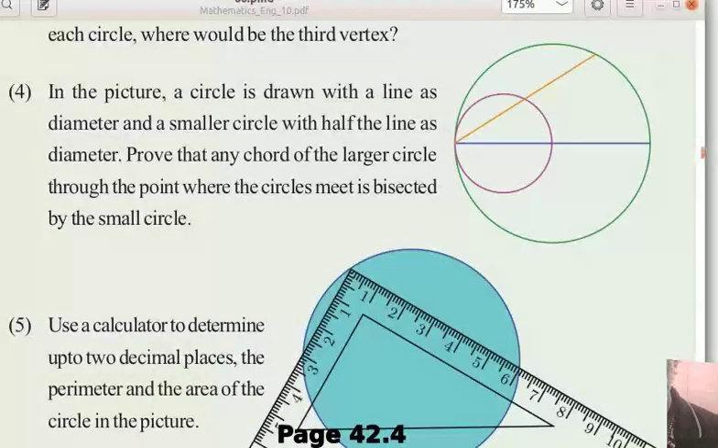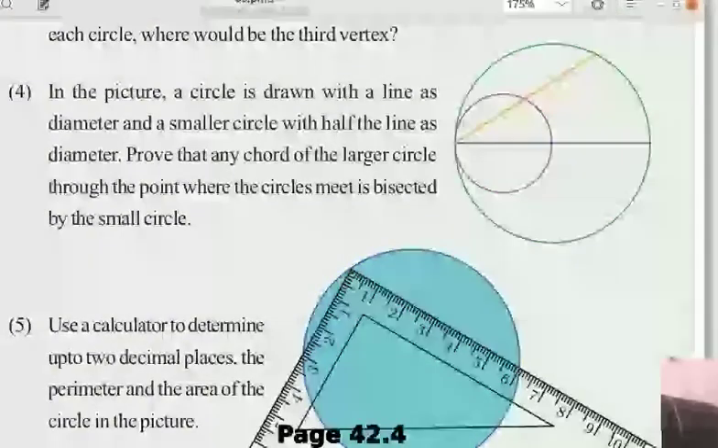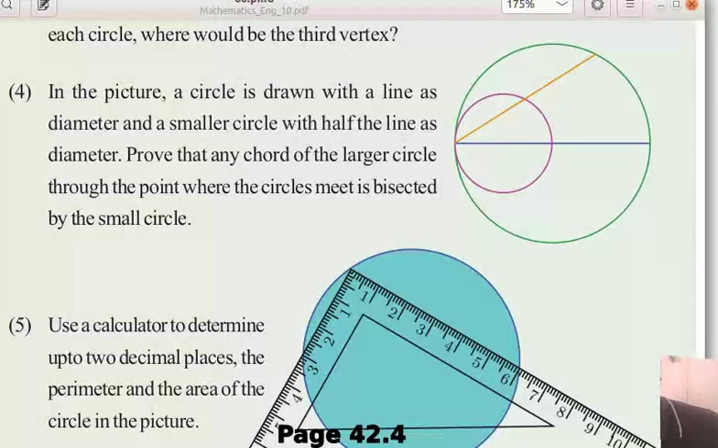Okay, the fourth question from page 42. In the picture, a circle is drawn with a line as diameter and a smaller circle with half the line as diameter. Prove that any chord of the larger circle through the point where the circles meet is bisected by the smaller circle.